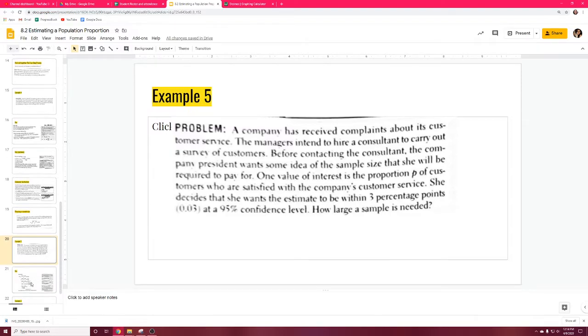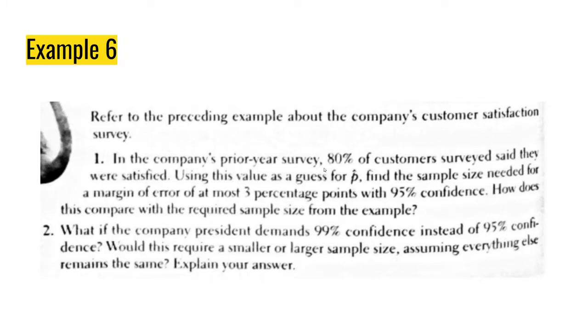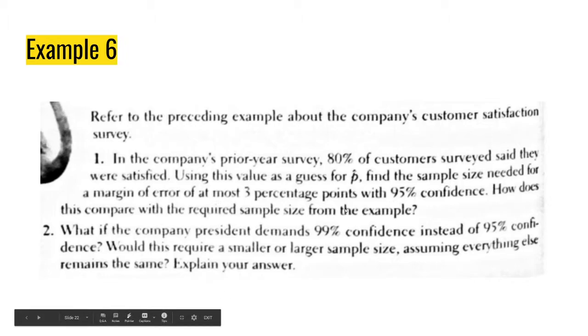All right, so next question we're gonna try is example number 6. Example number 6 is referring to the same question, except this time they said, in the company's previous survey, 80% of the customers surveyed said they were satisfied. So this time, instead of 50%, we are using 80% as our guess proportion. Find the sample size needed, with a margin of error at most 3%. So ME does not change. And the confidence level does not change, 95%. So let's try this one.